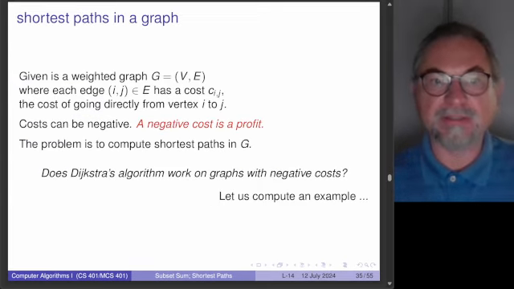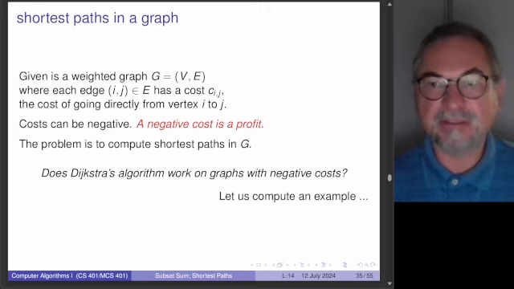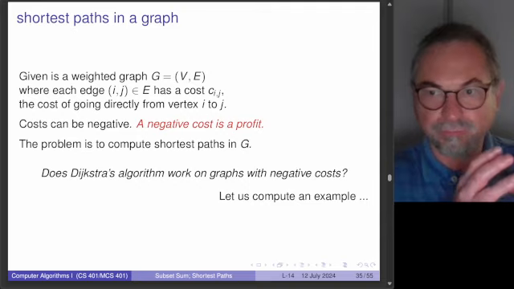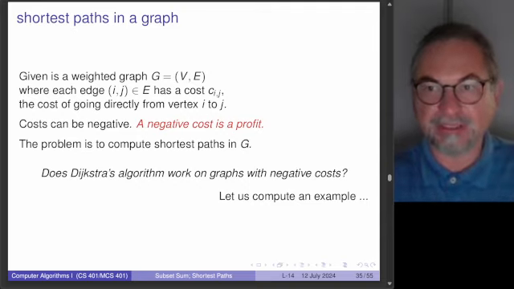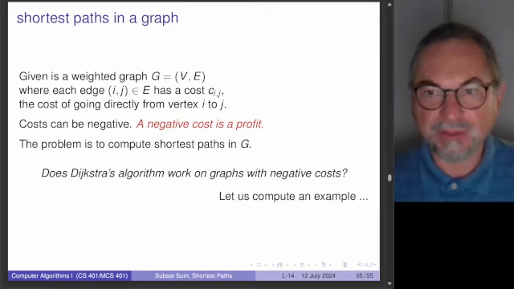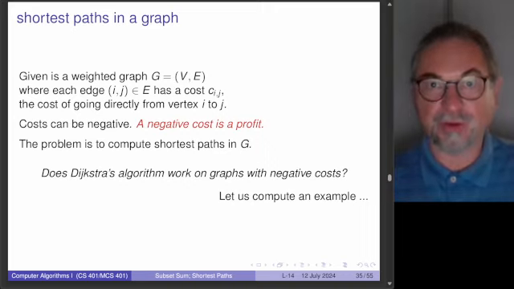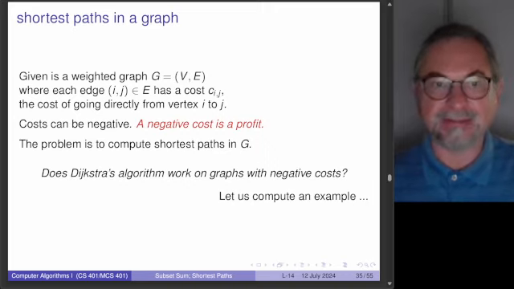Okay, so what is our problem? We are given a graph. Every edge is directed, so which vertex comes first in an edge tuple matters. So i comes before j, and every edge has a cost. Now, when we talked about shortest paths earlier, we were saying that the costs or the weights of the edges could be interpreted as distances.